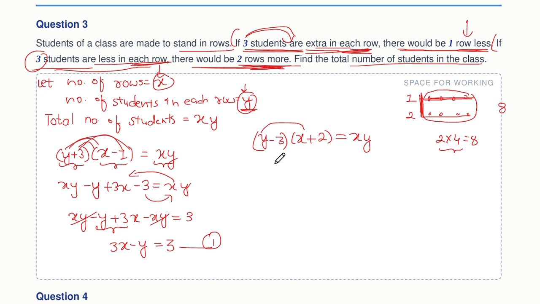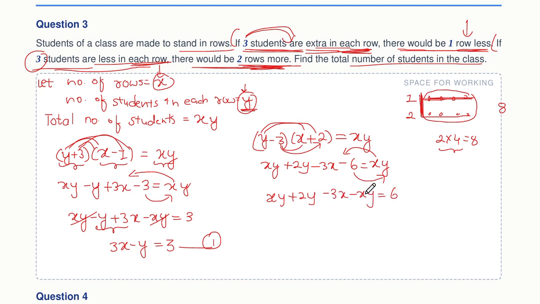So if you multiply, x into y, xy, y into plus 2, 2y, minus 3 into x, minus 3x, minus 3 into plus 2, which is minus 6, is equal to xy. So if we take this xy this side, minus 6 this side, we'll get xy plus 2y minus 3x minus xy is equal to plus 6. So xy minus xy will get cancelled. Rearrange the terms, so minus 3x plus 2y is equal to 6. This is our second equation.